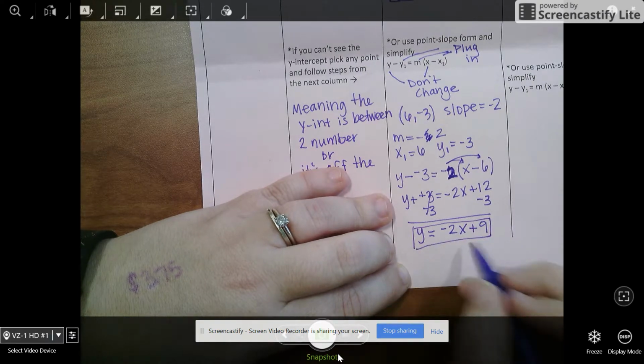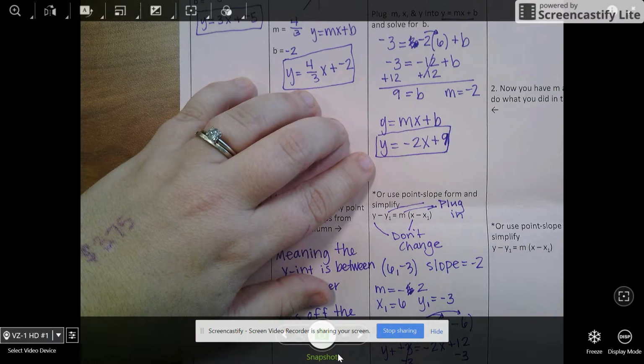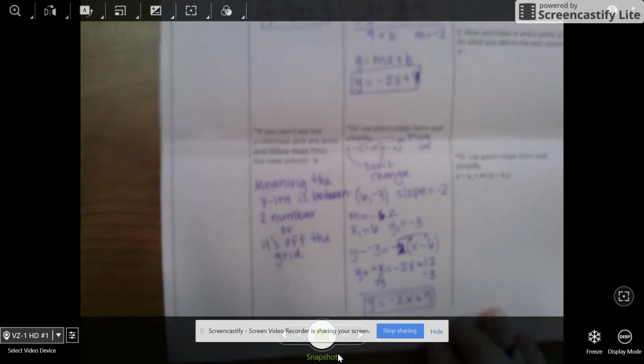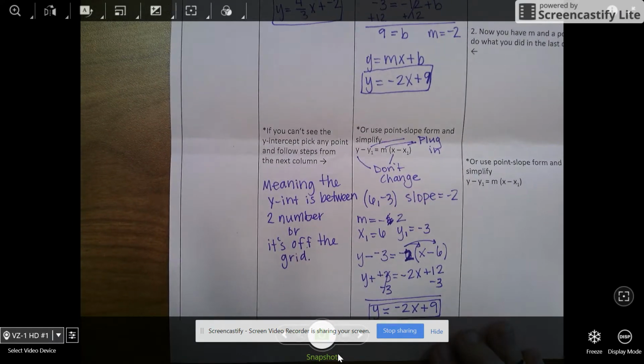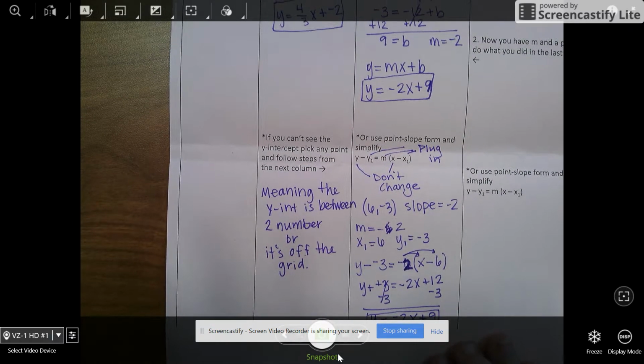And hey, look, that's the same equation I got up here. So do you see how I got the same equation for both of them? And I did them 2 different ways? That's why it works right there.